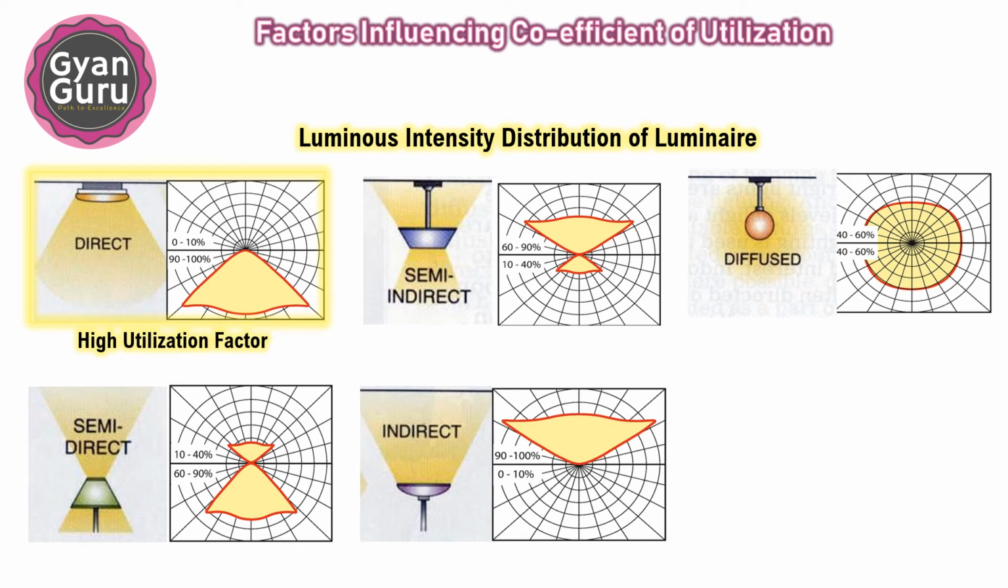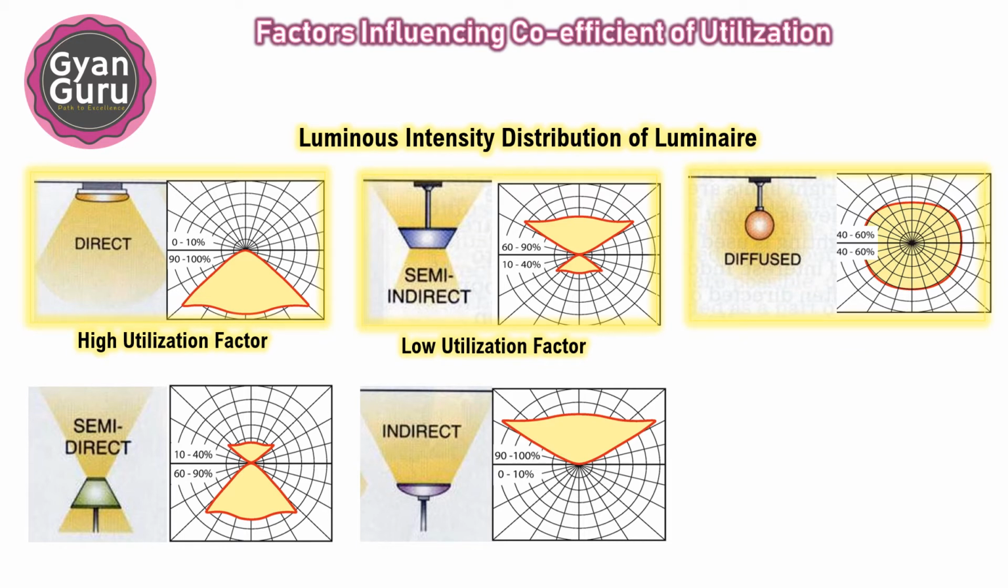A light fixture having direct distribution will have a higher utilization factor as most of the light is falling on the desired work plane. Semi-indirect: in such distribution, 60% to 90% of light falls upwards by diffuse reflection and 10 to 40% downwards. Such distribution will have a low utilization factor. Diffusing distribution.